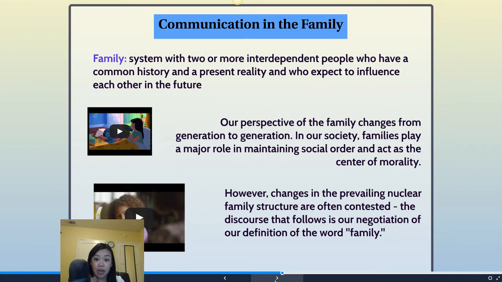They have to share a present reality, meaning that they have to feel we're in it to win it right now as a family, right? We're here to support one another no matter what happens. And then the last one is families should be able to expect to influence one another in the future. What that refers to is this idea that as families move along in their development as a whole, all families are families simply because they expect to stay together in the future.